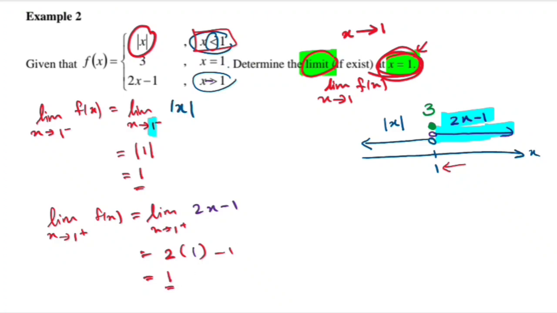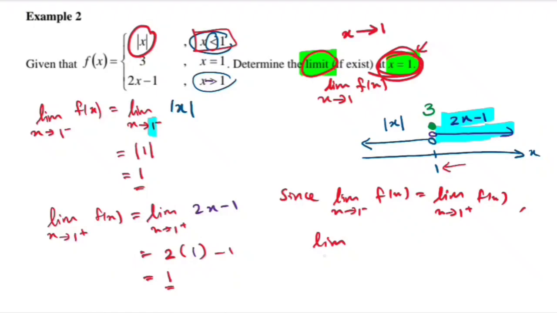So does the limit exist? Remember, whenever the limit value from the left side is equal to the limit value from the right side, the limit exists and the value of the limit is equal to 1, since both of them are equal to 1.